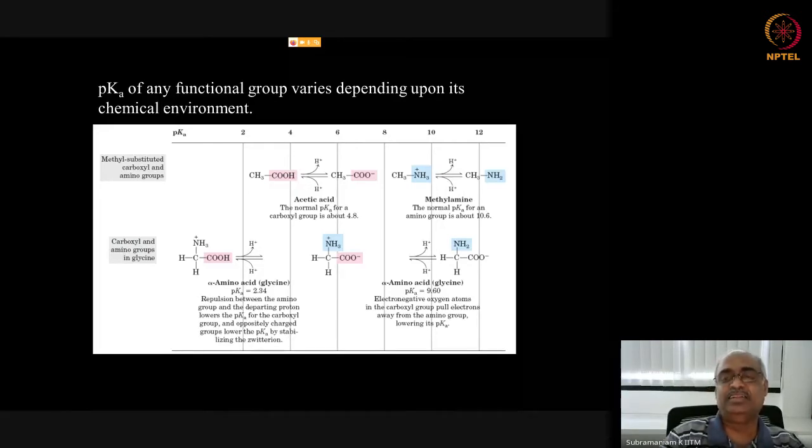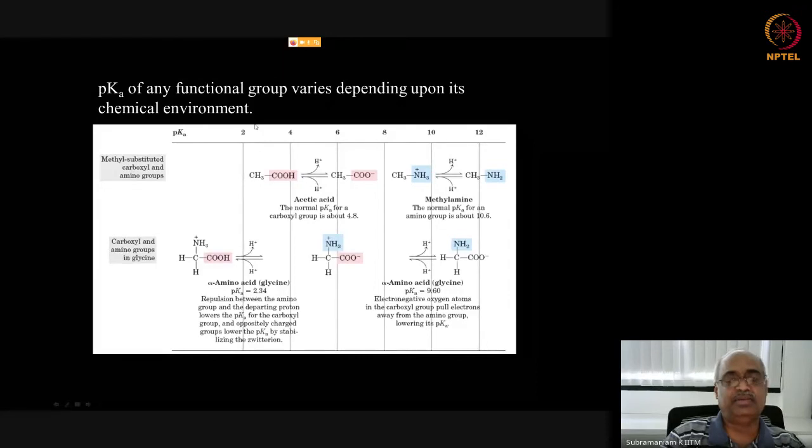And the same logic holds good for the amino group as well. I won't get into the details, but it is the same logic. Therefore, the concept in the title: the pK of any functional group varies depending upon its chemical environment. This is something you need to remember, whether you're going to learn biology or not, because it is an important chemistry concept applicable in many different contexts.